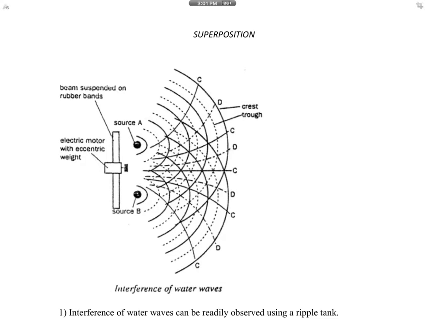Constructive interference is when crest meets crest, that means the crest of this wave meets the crest of this wave, and when the trough of this wave meets the trough of this wave. Example, let's look at this direction. So can you see crest meets crest, trough meets trough, crest meets crest, trough meets trough?